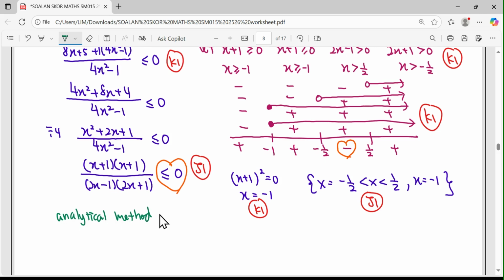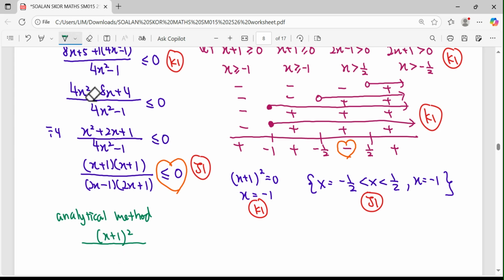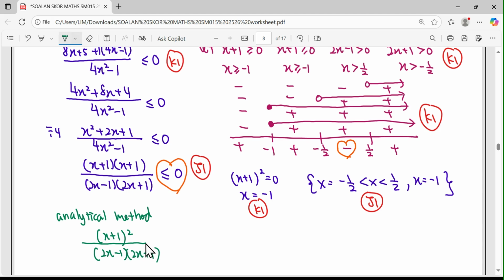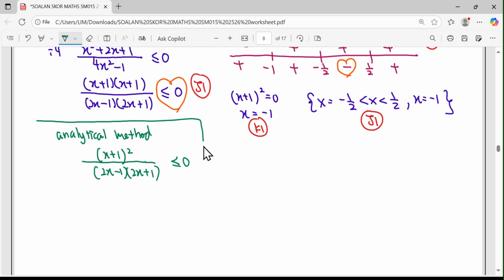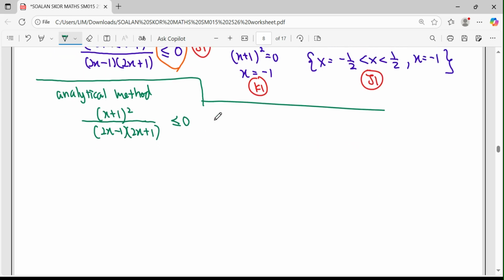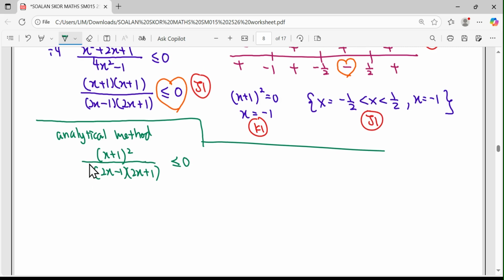So actually this fraction we can use the analytical factor method. If I continue, you can see this is x plus 1 squared over 2x minus 1, 2x plus 1, which is less than or equal to 0. So how to understand this analytical method? Alright, you can see this bracket, when you square it, means it will always be positive for whatever value of x you substitute here. Whatever x you put here, you square, it is always positive.